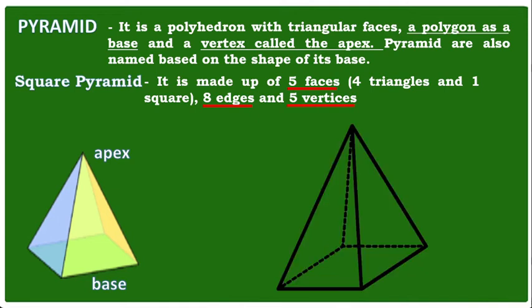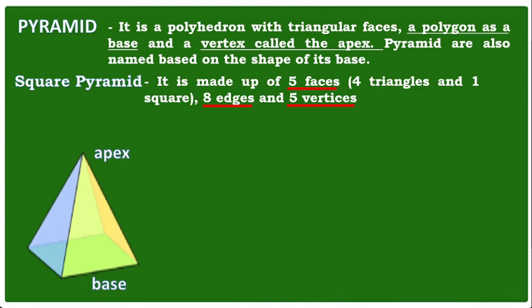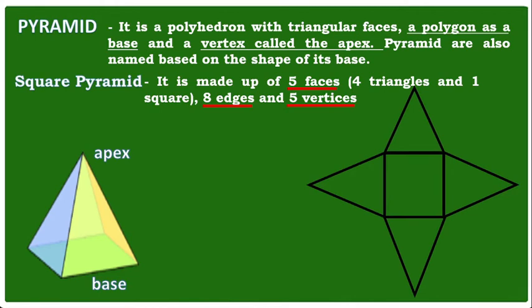So let's count the number of vertices. This is a square pyramid. 1, and that is called the apex. 2, 3, 4, 5. There you go. A square pyramid has 5 faces, 8 edges, and 5 vertices. This is one of the nets that this square pyramid has. As you can see, the base is a square and it has 4 triangular faces. So when cut and folded, we can form a square pyramid.